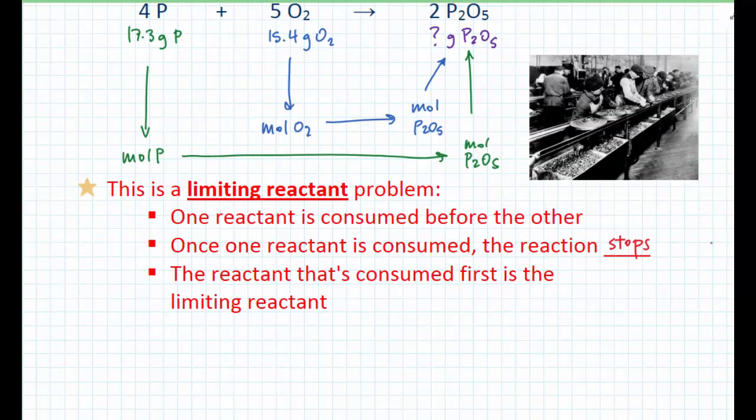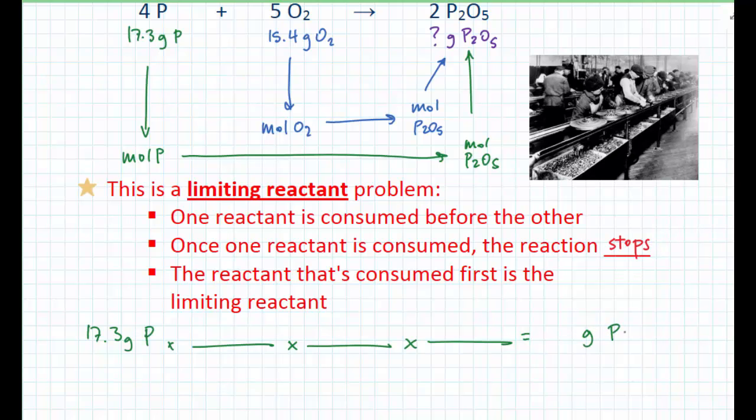Let's start this calculation with the phosphorus. Let's set up that grams to moles to grams. Start with 17.3 grams of phosphorus and set up 3 fractions like that. Do grams to moles to grams. You'll end up with some answer that's in grams of P2O5. Okay? And then once you've got that, I want you to start again, but this time using 15.4 grams of O2. Set up 4 fractions. Get an answer that's in grams of P2O5.